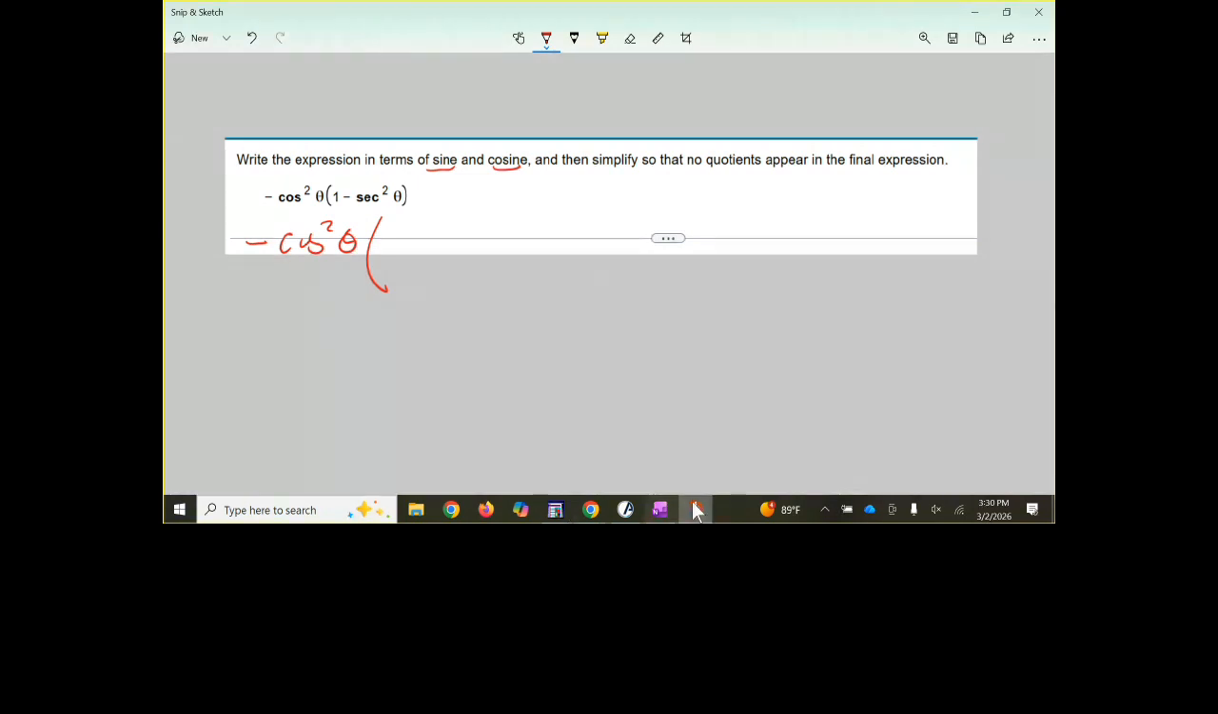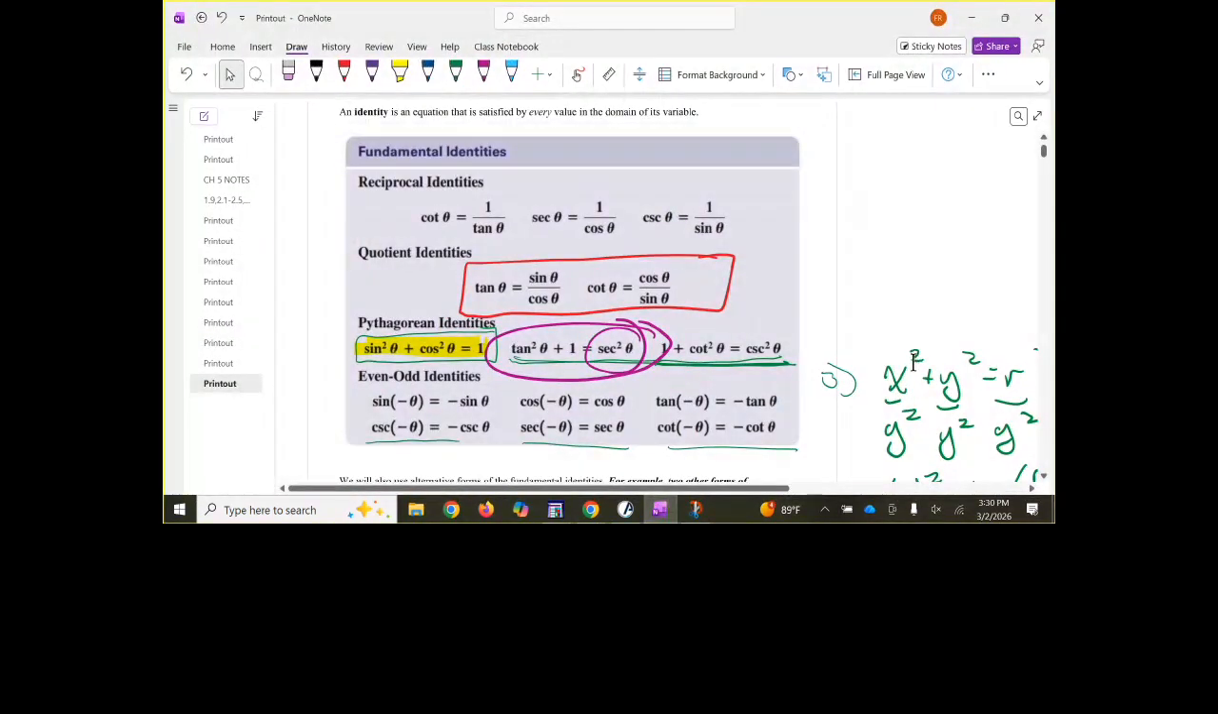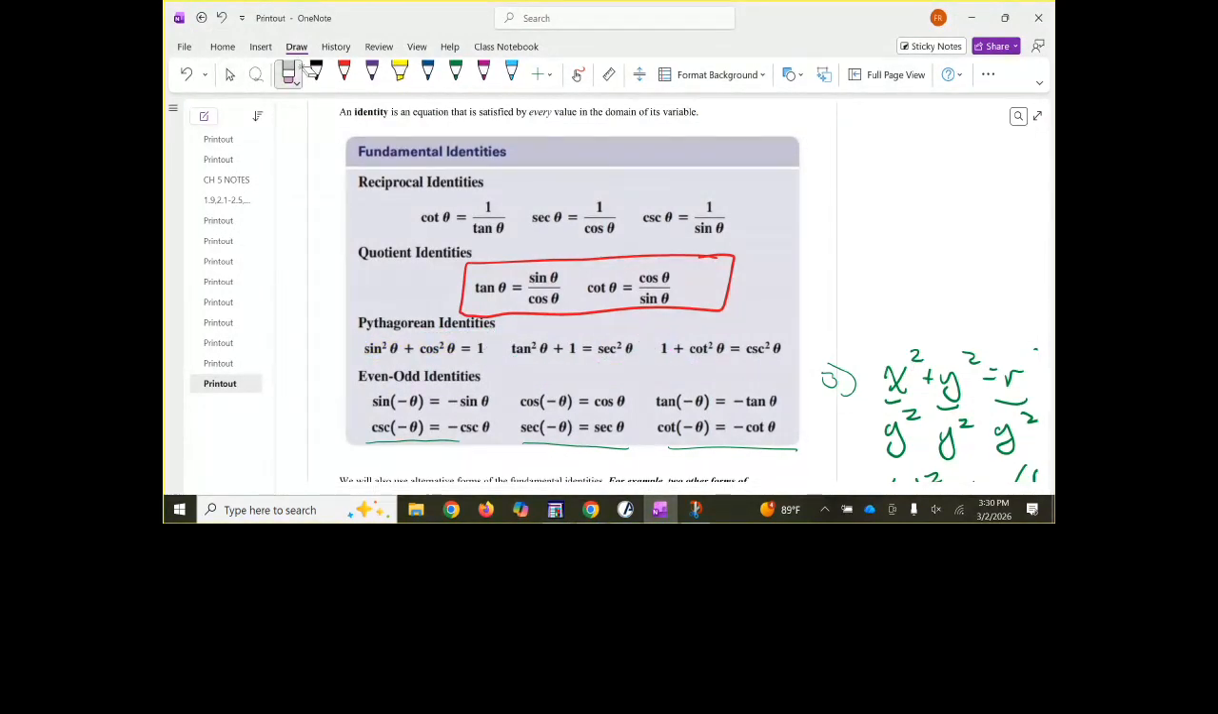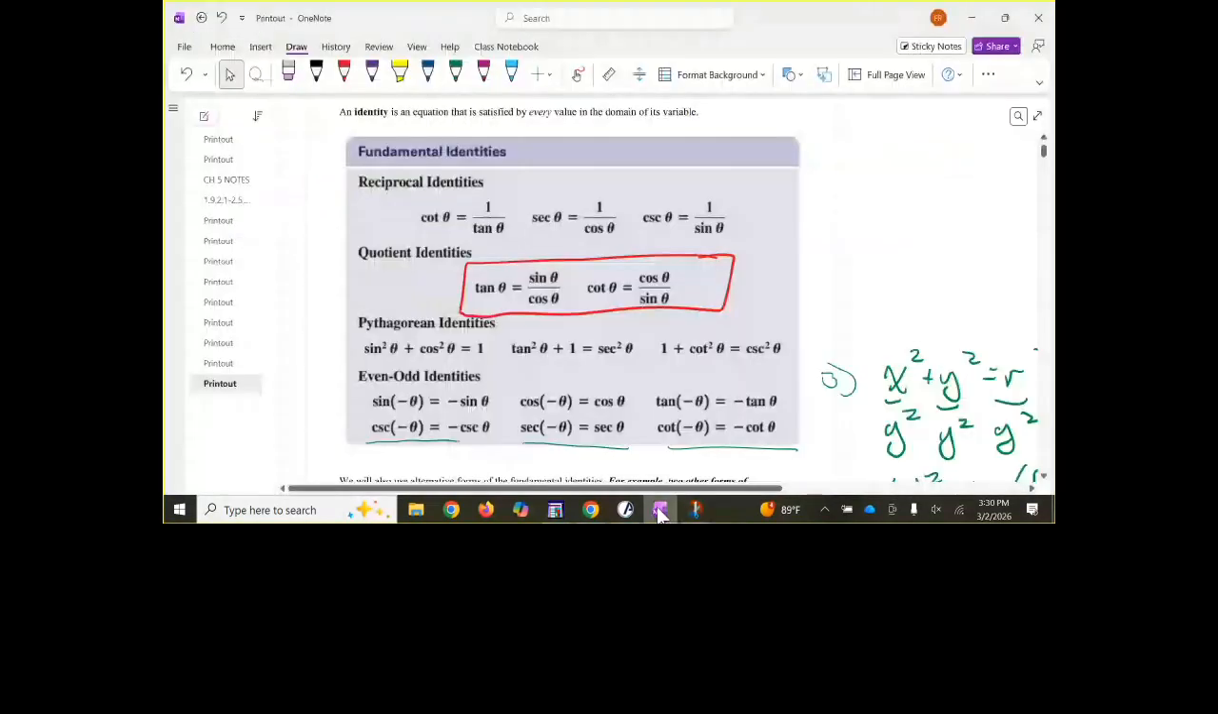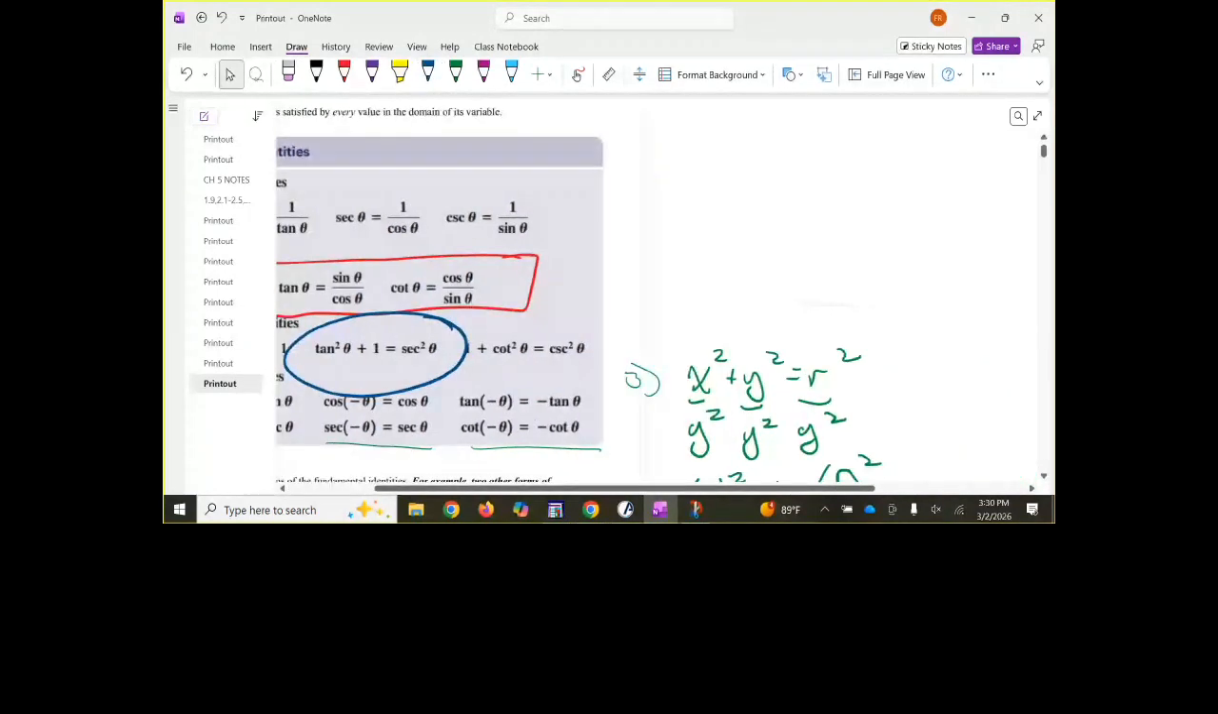And I'm going to come back over here and look at some of my identities. I want to see if I can use some of these identities in my problem. Let's take a look at what we got. If I look at the problem, I have a 1 minus secant squared theta. If I look at this guy right here, I'm going to write it over here on the side where I got a little bit of room.